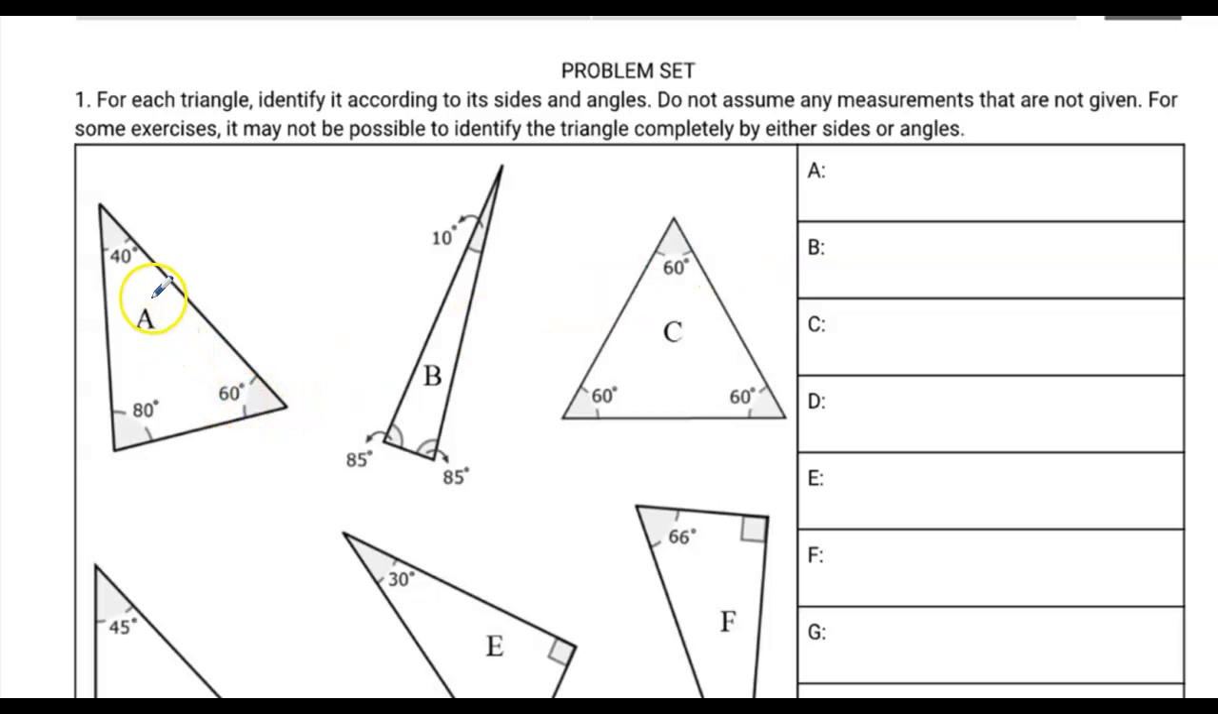In this problem set, I'm asking you to identify the types of triangles by their sides and by their angles. For example, this triangle has 3 differently sized angles, which means it's scalene. And it also has all 3 angles that are less than 90 degrees. 80, 60, and 40 are all acute angles. So I can identify this triangle as an acute scalene triangle. Very easy to do. You can just label them into these boxes.